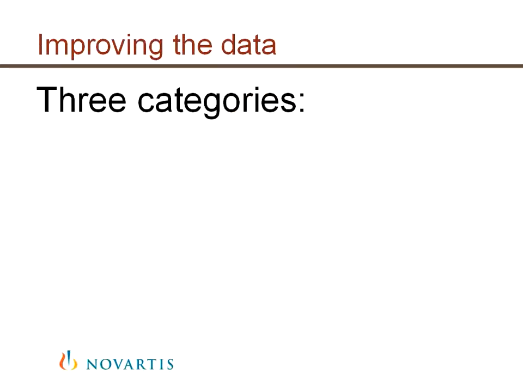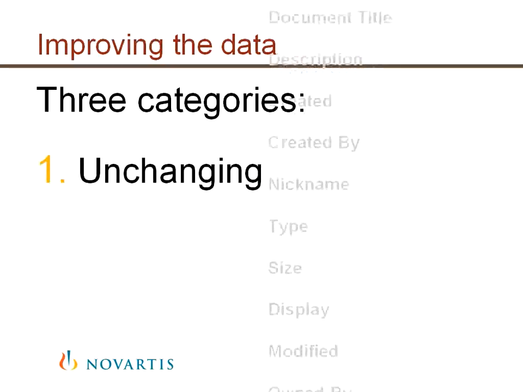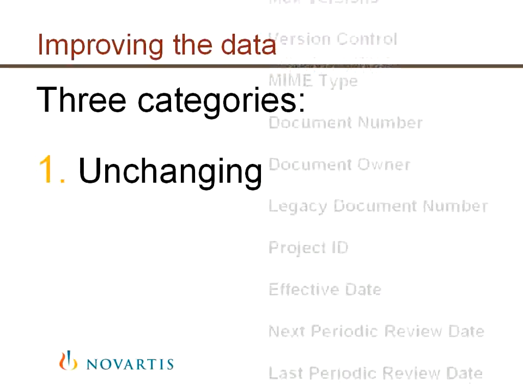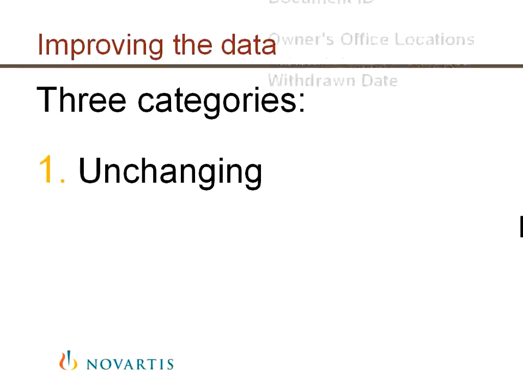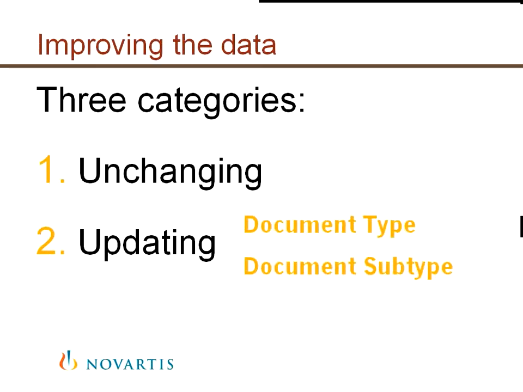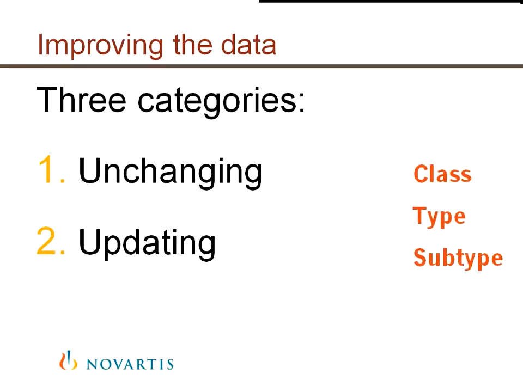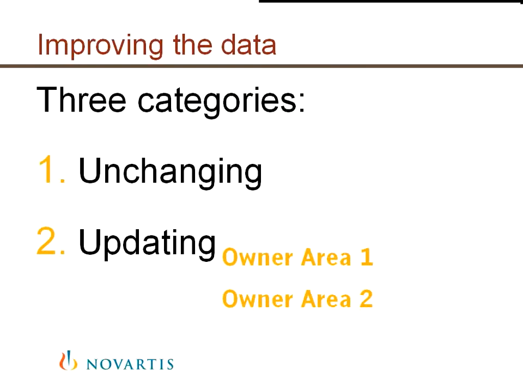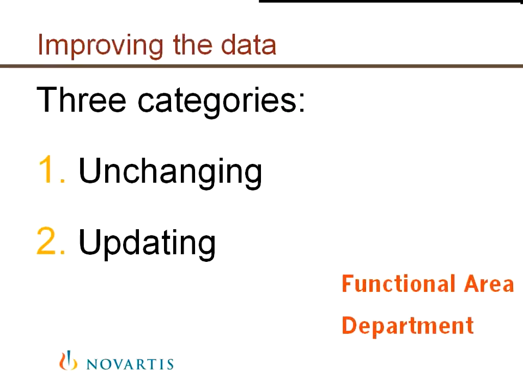There are three categories of attributes for us to consider. The first is attributes that aren't changing at all. You don't need to worry about these, and as you can see, it's a very long list. The second is attributes that we're updating, changing, or modifying. These include document type and document subtype, which are becoming class type and subtype, and owner areas, which are becoming functional area and department. We'll discuss these important attributes in more detail shortly.